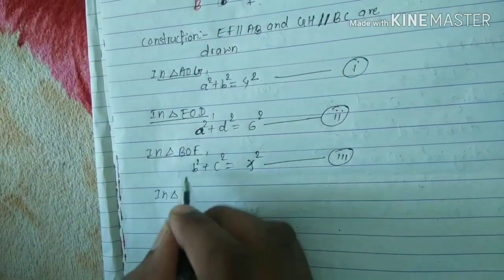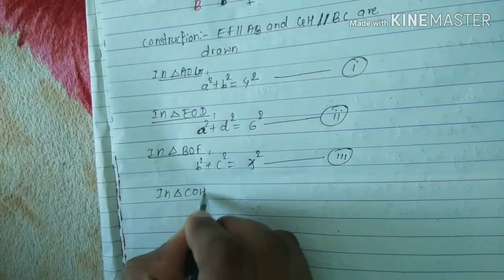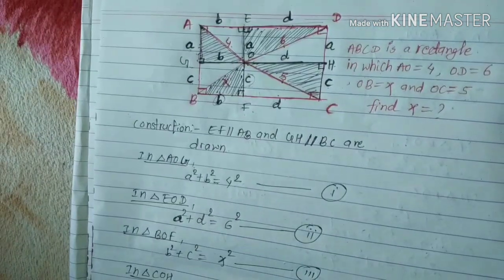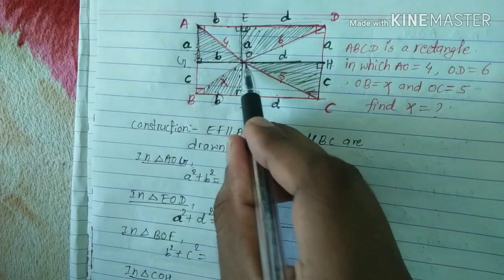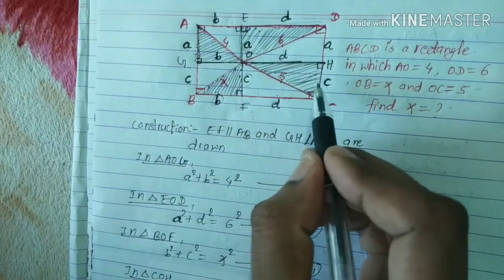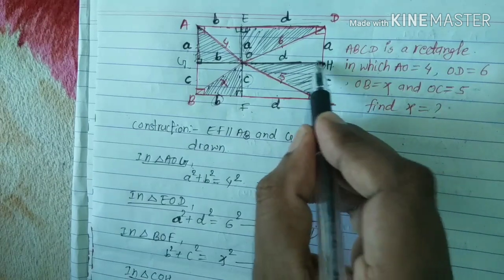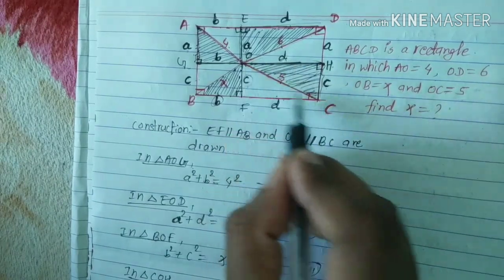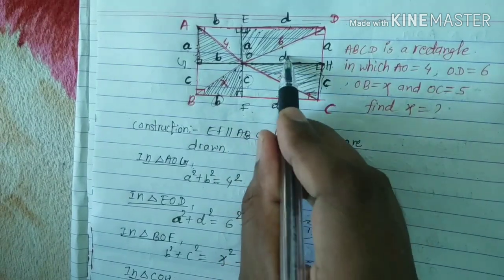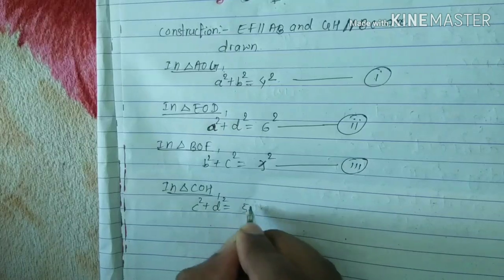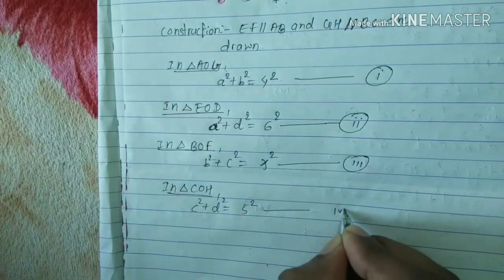So in triangle COH, this is a right angle triangle. As you can see in the figure, COH is a right angle triangle where we have its perpendicular side C, its base side D, and its hypotenuse side 5. So the relation is c square plus d square is equal to 5 square. This is our fourth equation.